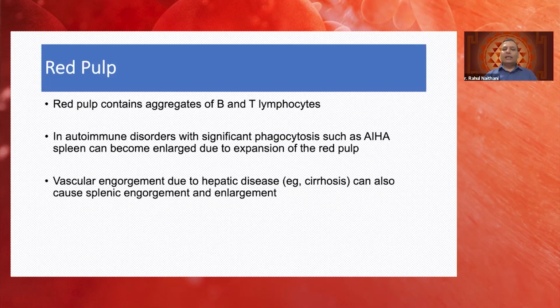Red pulp contains aggregates of B and T lymphocytes. And in situations where you have immune hyperplasia in autoimmune disorders like autoimmune hemolytic anemia, the spleen can become enlarged due to the expansion of the red pulp. Also, the vascular engorgement due to hepatic diseases, the backflow, cirrhosis, and portal hypertension, can also cause congestive splenic engorgement and enlargement.